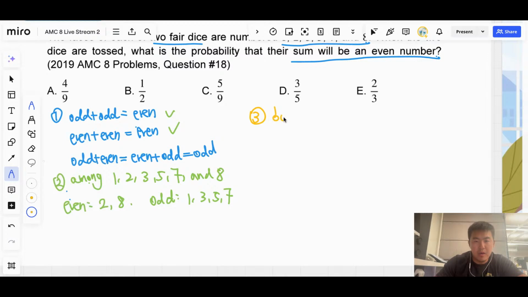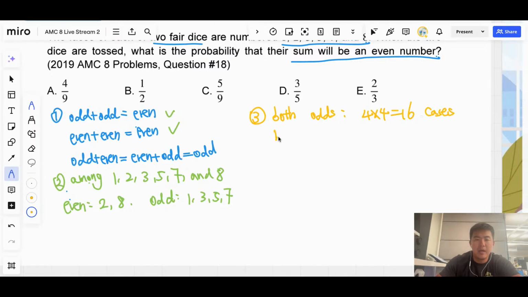So consider the two cases that we are looking for, where both are odd numbers adding up or both are even numbers. For both odds, the first die can generate 4 possible odd numbers, 1, 3, 5, 7, and so does the second die. So among each of the 4 odd numbers on the first die, each of them corresponds to 4 other numbers on the second die which are odd, right? So this gives you 4 times 4, which is 16 possible cases.